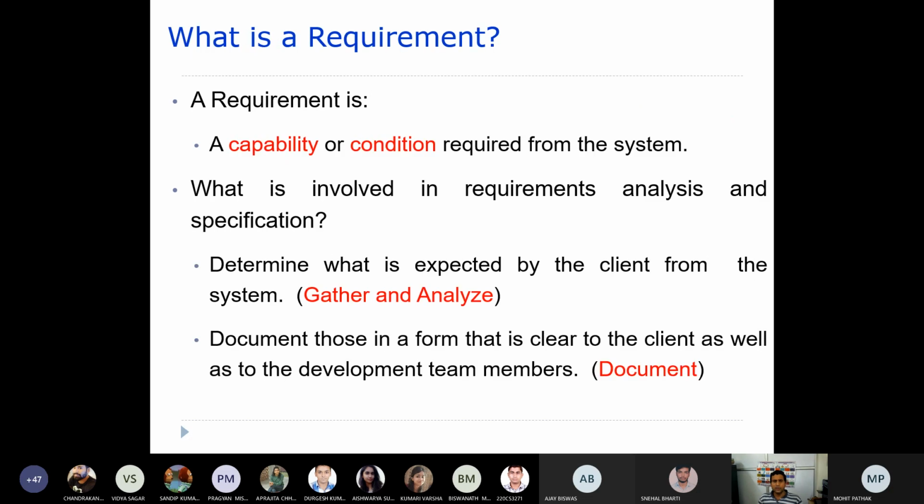Now a requirement is a capability or a condition required from the system. Okay, so whenever we say it's a requirement, usually it is a capability of a system, or you can say that this capability must be there. So this is this sort of a condition.